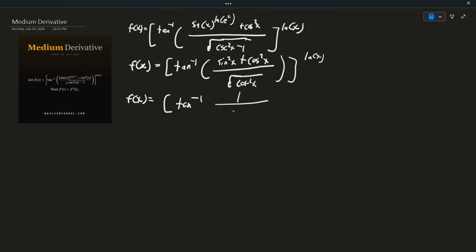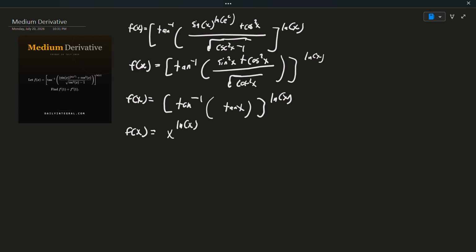That is another common Pythagorean identity. And the square root of cotangent square x is cotangent of x. But I'm going to just replace it with tan x, because 1 over cotangent of x is tan x. And all this is still to the power of ln of x. So f of x is equal to another trig identity, that the tan inverse of tan x is just going to be x. So now we only have x to the power ln of x. Now we've simplified this down a lot.